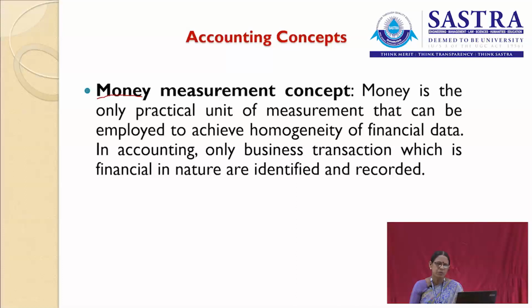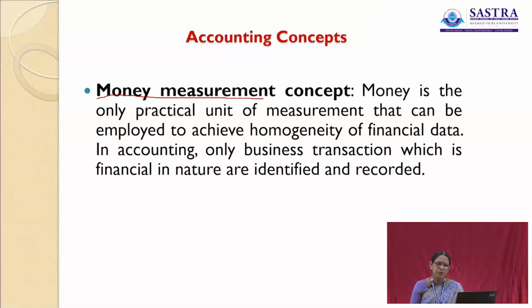Next is the money measurement concept. All transactions are entered only in monetary terms. Physical units are not entered. Assume that the furniture is worth rupees 1 lakh. We don't write 10 tables or 20 chairs and 30 racks and other things. We should not write it in physical units; we write the value of the furniture. Again, in the case of buildings, we don't write square feet. We write the value of the building.